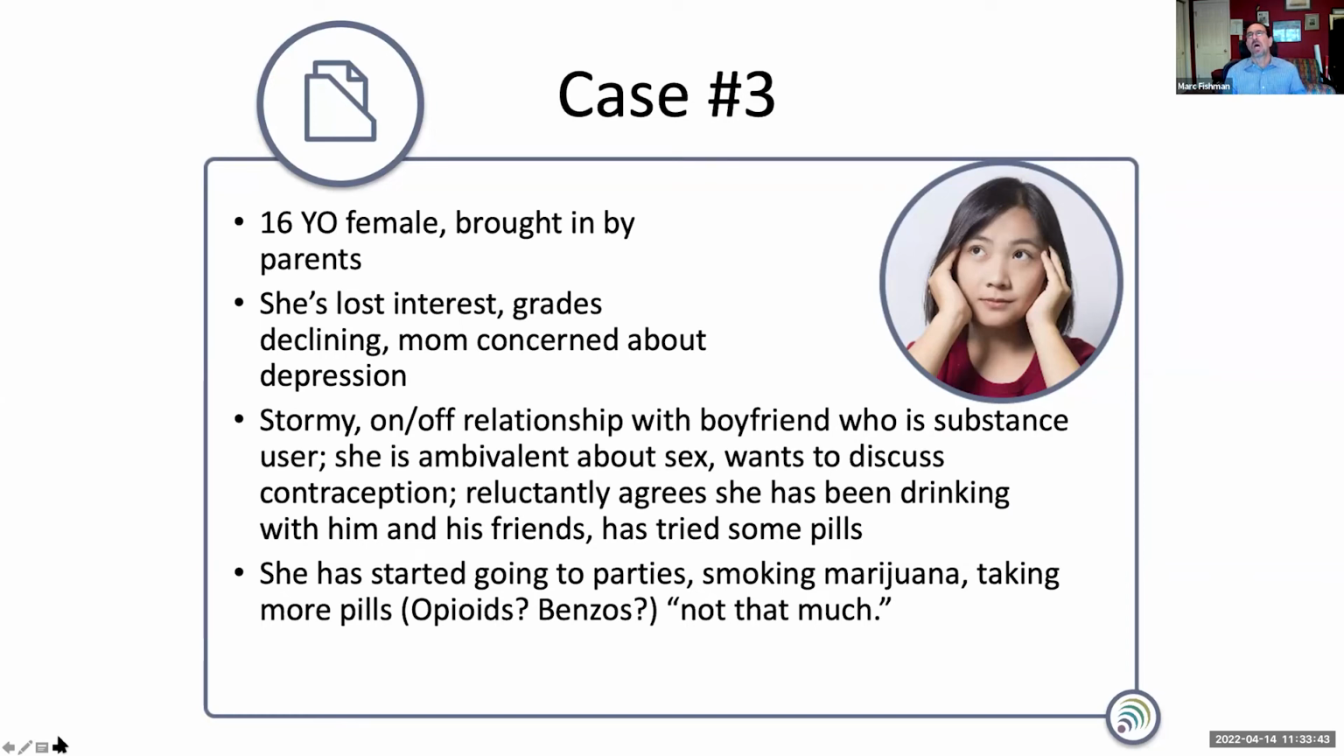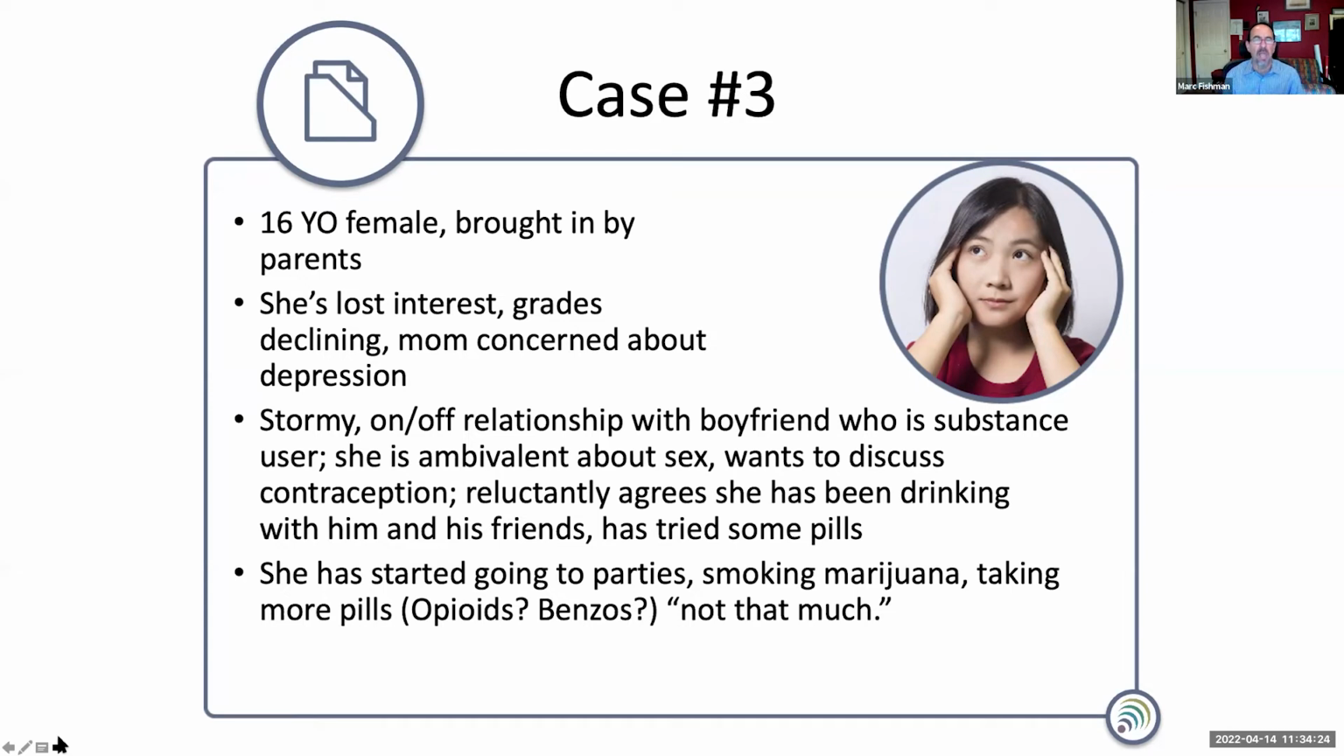Here's a case that we might discuss for a minute that illustrates some of the points we've been talking about. So a 16-year-old female who's brought by her parents, and again, there's some concern about depression. The kid says that she's had a stormy relationship with a male romantic sexual partner who is a substance user, and she's ambivalent about the sexual relationship and feels like he pressures her, but she does want to discuss contraception, a clear motivation of hers for seeking care.